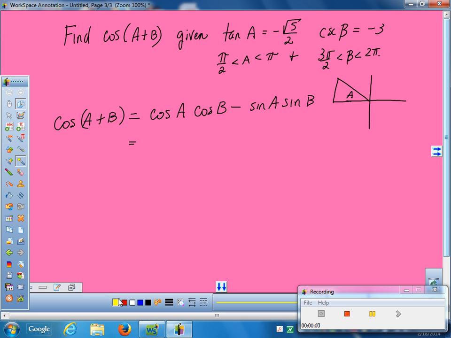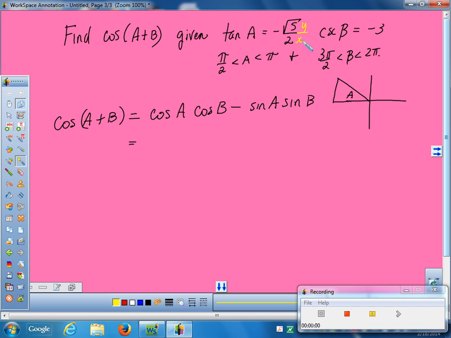This is a lot of work. Tangent is y over x. You'll actually soon discover these are the easy ones. Yes, they're work, but they're pretty easy to put together. They're going to take a while, but they're easy once you know what to do.